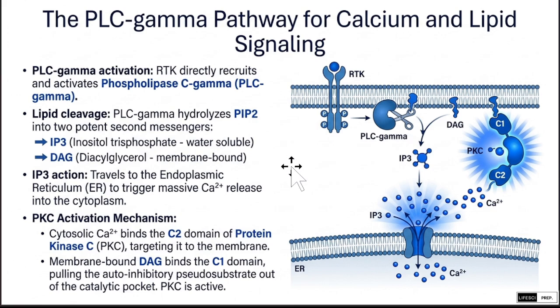Then about the PLC gamma pathway. In the PLC gamma pathway, the receptor directly recruits PLC gamma, and PLC gamma cleaves PIP2 into DAG and IP3. The IP3 acts as a secondary messenger and binds to the receptor on the endoplasmic reticulum and releases calcium from the ER to the cytosol. After the release of calcium to the cytosol, it binds to the C2 domain of the PKC protein and targets it to the membrane.